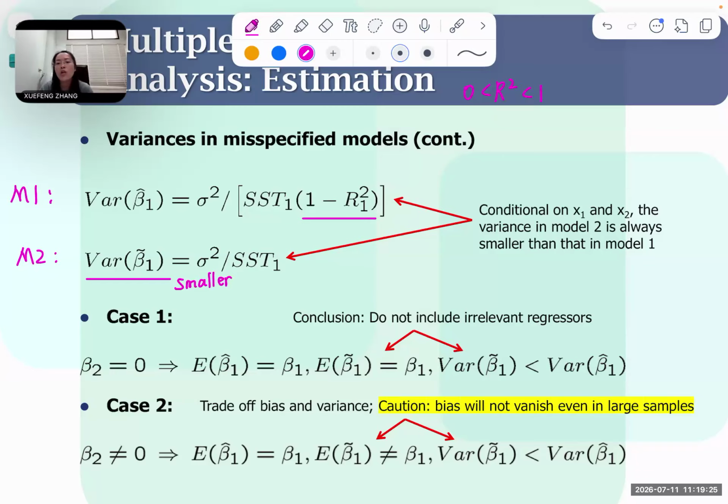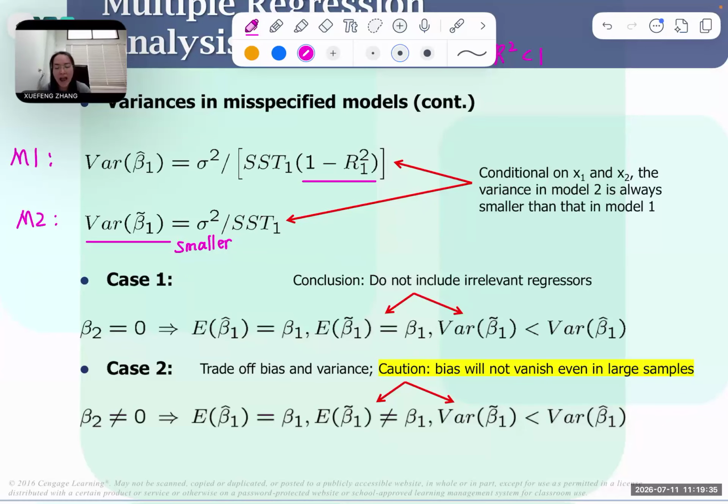Dropping x2 always buys you some precision, no matter what, because we drop x2. Now, two cases, depending on whether x2 actually matters. The first one, beta 2 equals 0. That means x2 is truly irrelevant, right? So in this case, both models are unbiased, okay? This one is unbiased. This one is also unbiased.